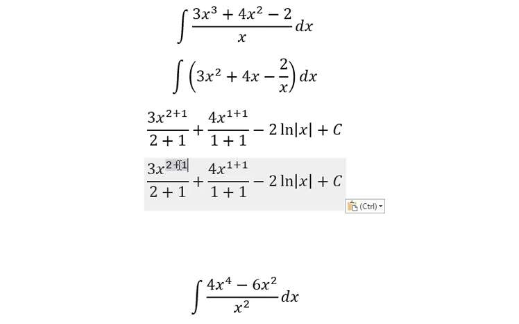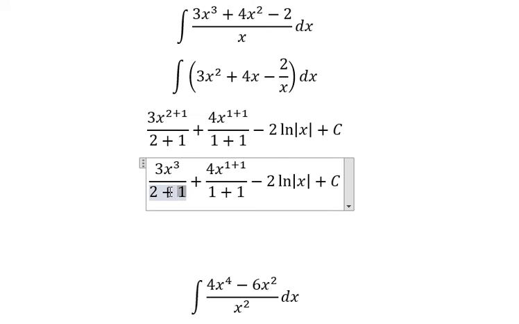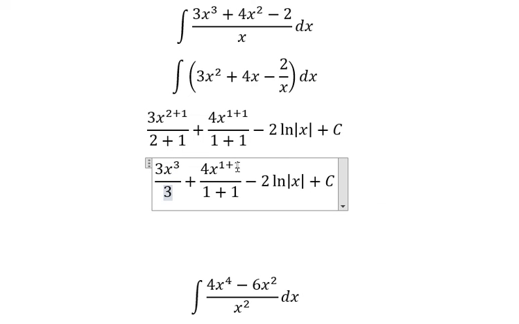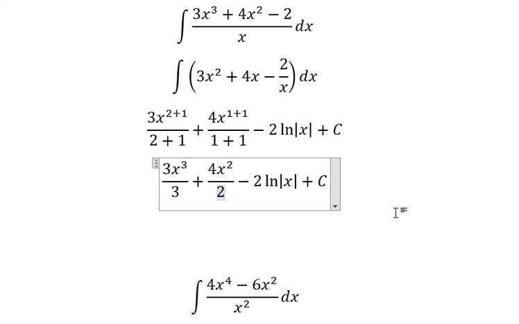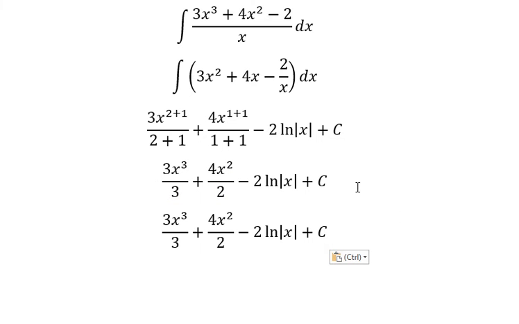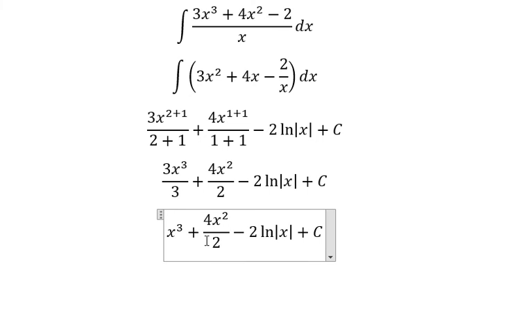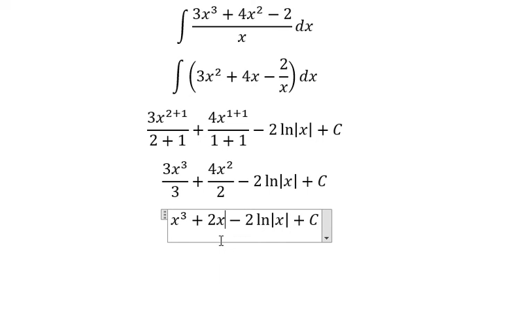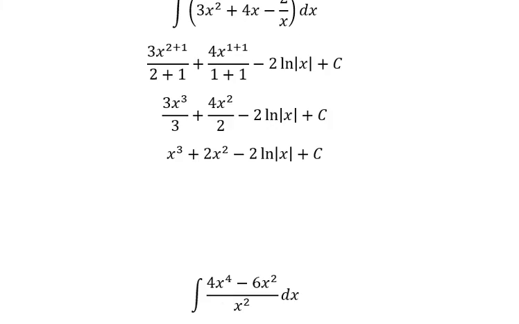So this one you get number 3, this one number 3, this one number 2, this one number 2. We simplify this one and you get s to the power of 3. This one you get 2s squared. And that's the final answer.